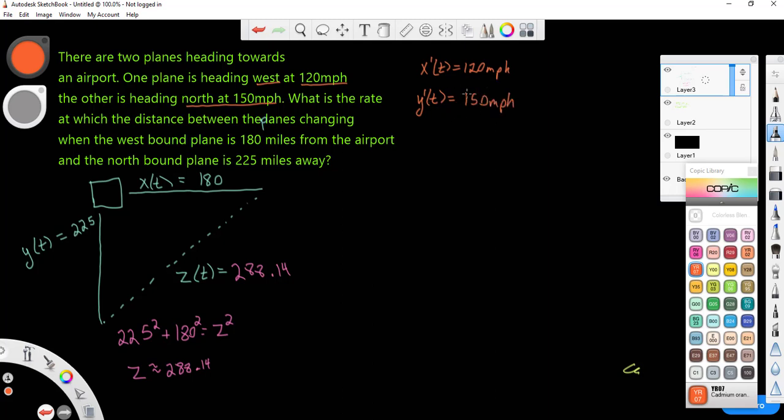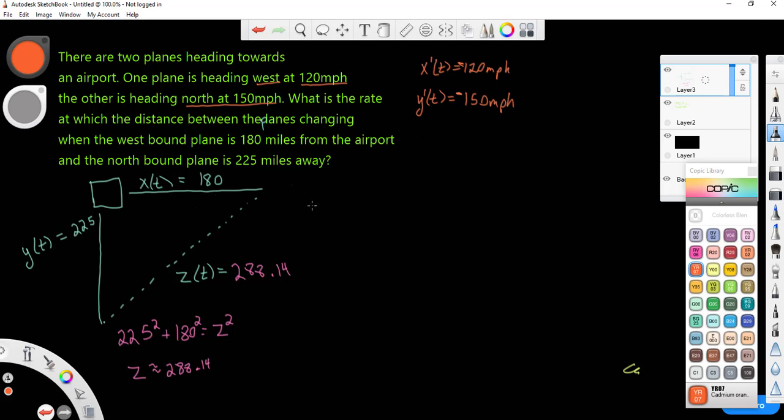Now, remember, we're not just interested in the speed, we're interested in the velocity. So remember the derivative is velocity. So what's their velocity? Is it positive or is it negative? Well, since they're heading towards this airport, this distance is becoming smaller, and we're losing distance, so both of these are actually going to be negative.